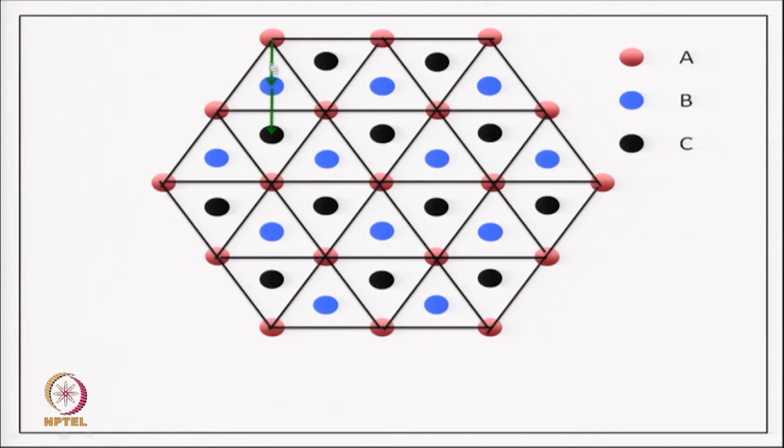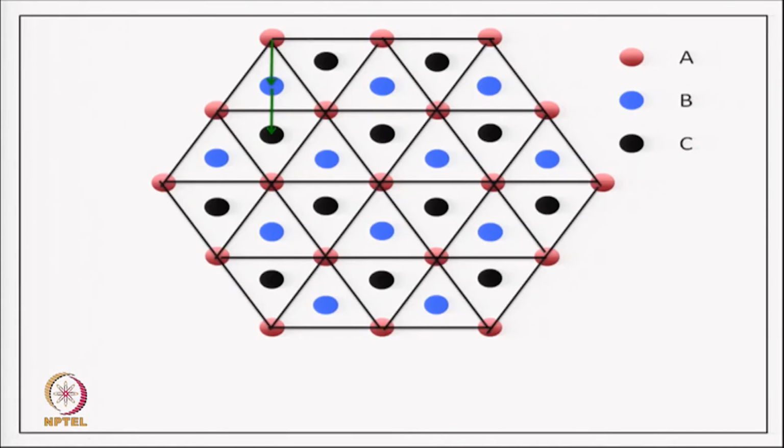So, this C atom was missing in the hexagonal close packed structure. That is what made A and B distinct, because A had a neighbor B, but B did not have the neighbor C. But now, in this current ABC stacking sequence, we find that A has a neighbor B at this vector displacement, and B also has a neighbor C at the same vector displacement.